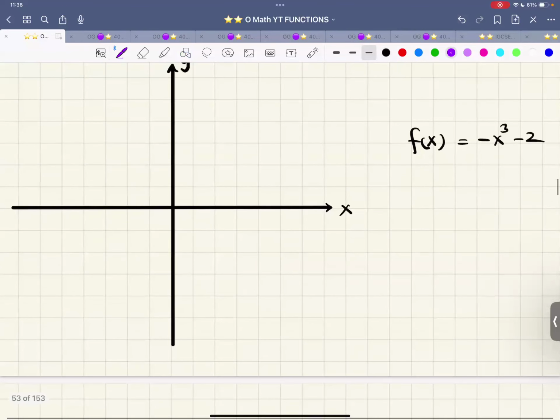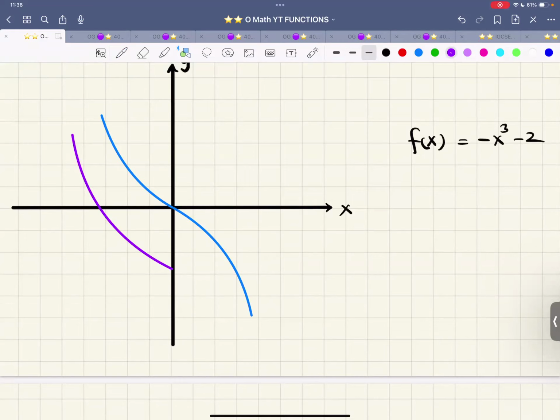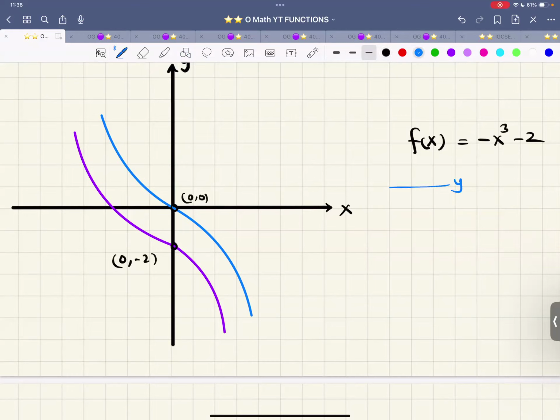Similarly, negative x cube minus 2. So negative x cube, that goes like this, that goes like this. Negative x cube minus 2, something like this. Hold for a second. Okay, good enough. So therefore, this is (0, 0), and this is (0, -2). Blue one, that is y = negative x cube. Purple one, that is y or f(x) = negative x cube minus 2.